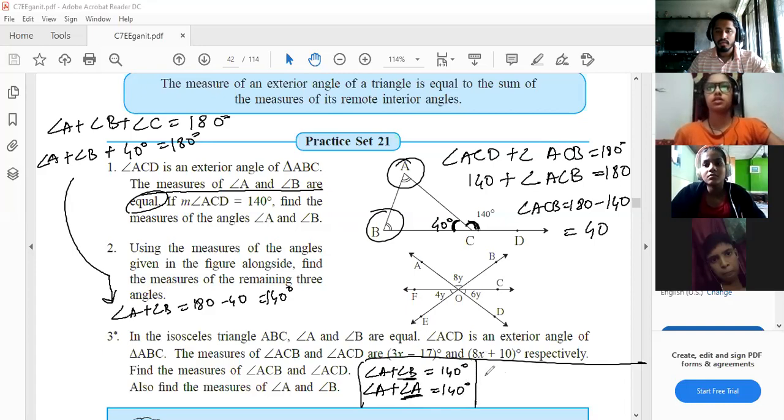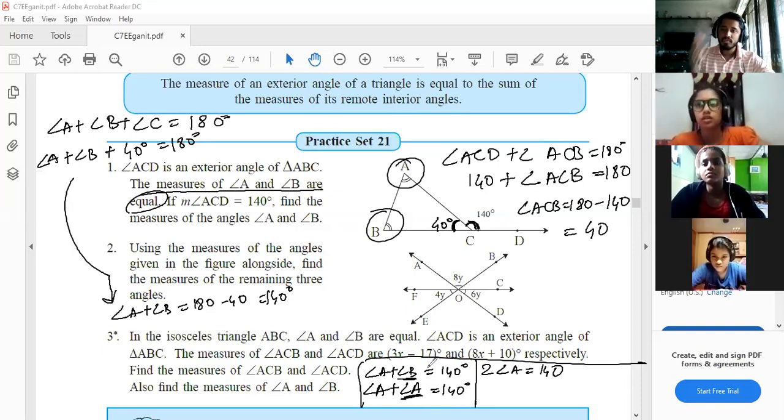What does that mean? 2 angle A is equal to 140. Angle A plus angle A, 2 angle A. X plus X, 2x. Y plus Y, 2y. M plus M, 2m. Dhanashri plus Dhanashri, 2 Dhanashri.